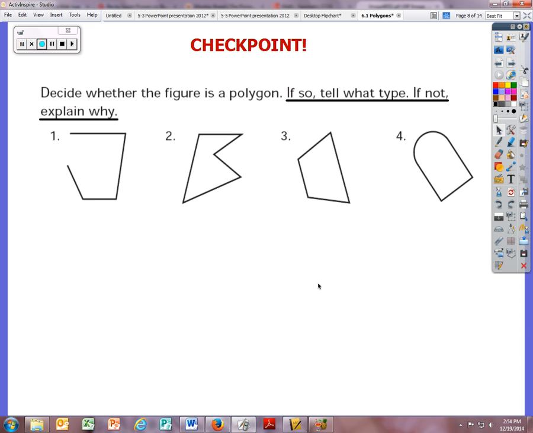Alright, again, let's try these together. Number 1, no, it's not closed. Number 2, yes, let's count. 1, 2, 3, 4, 5. That's another pentagon. Number 3, yes, let's count. 1, 2, 3, 4. So that would be a quadrilateral. And number 4, we're noticing the curve, which is going to be a definite no.